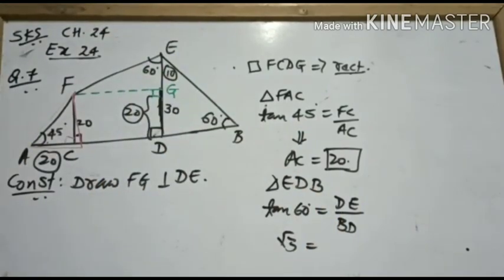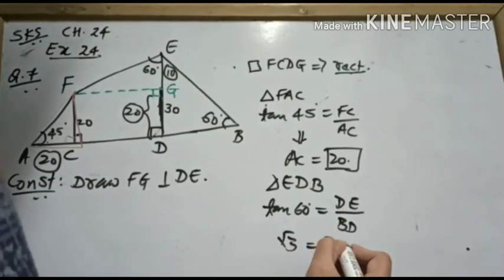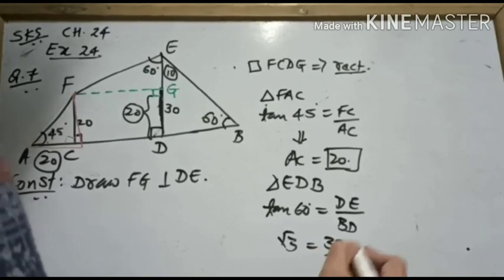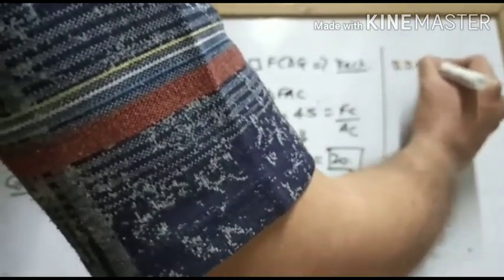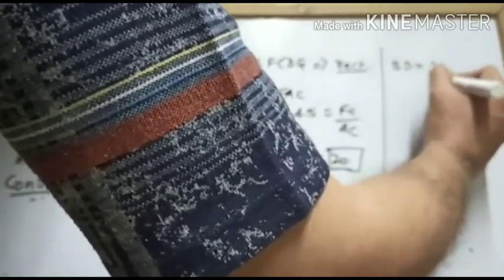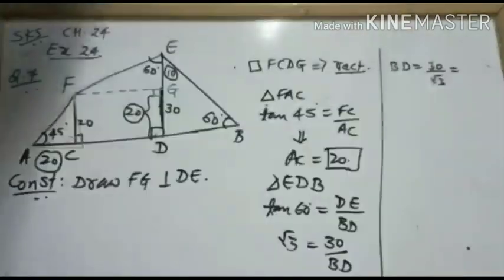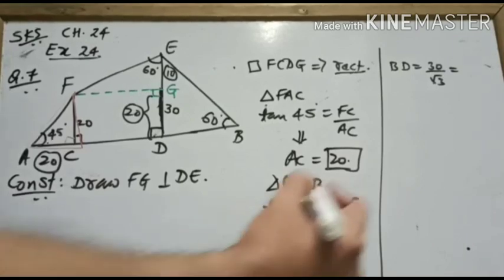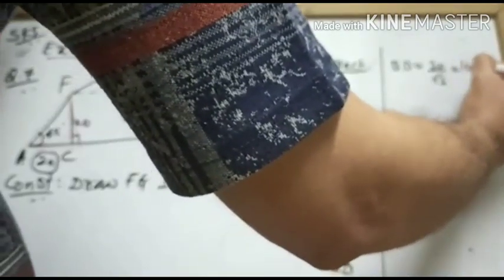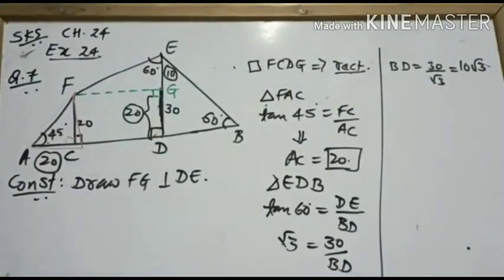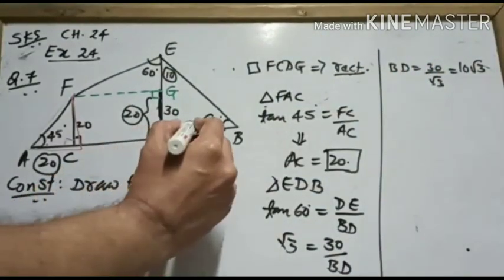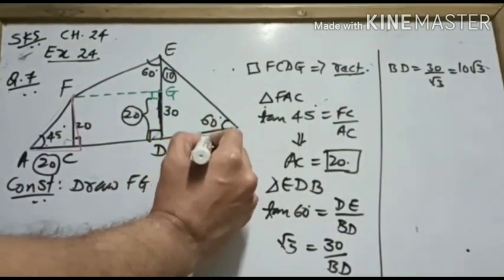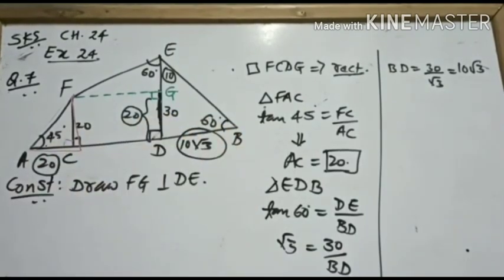DE is how much? 30 over BD, which is unknown. So your BD value will be equal to 30 upon root 3. On simplification, if you simplify this by rationalizing the denominator, it will be 10 root 3. Of course, it is in terms of units. So I got the value of BD as 10 root 3.